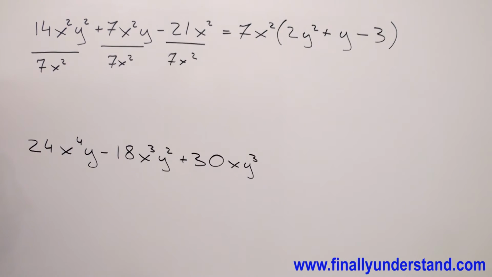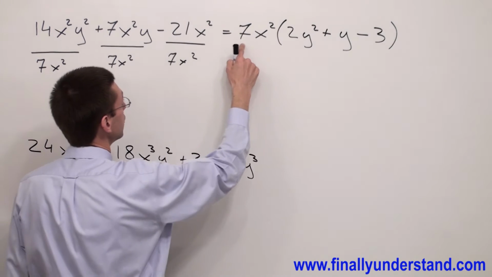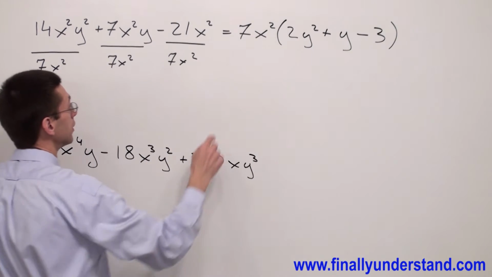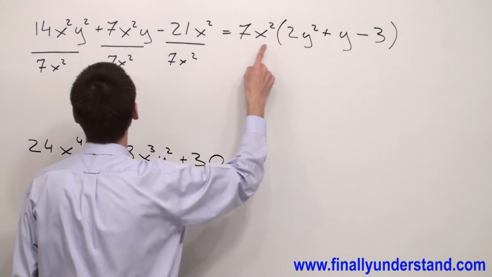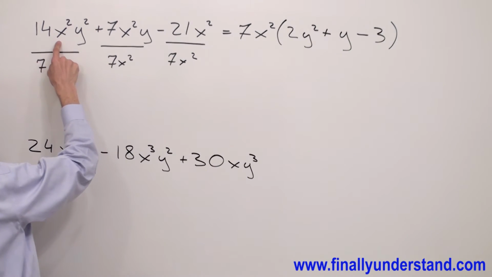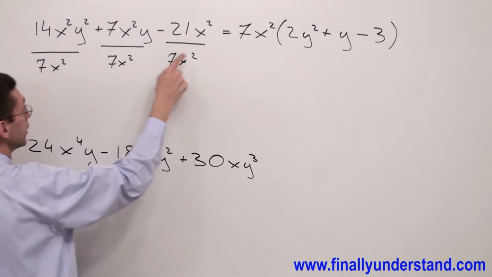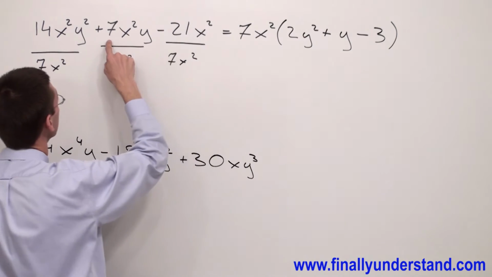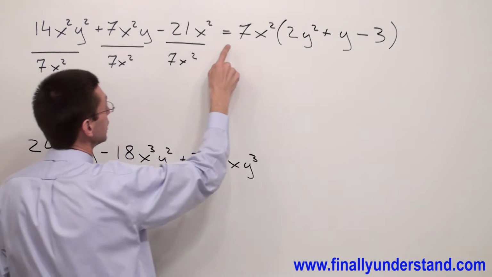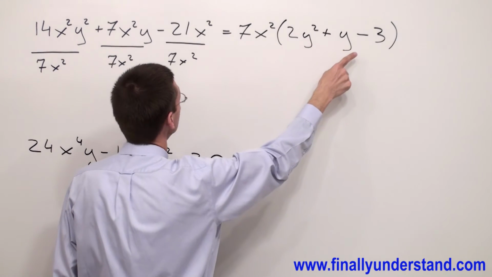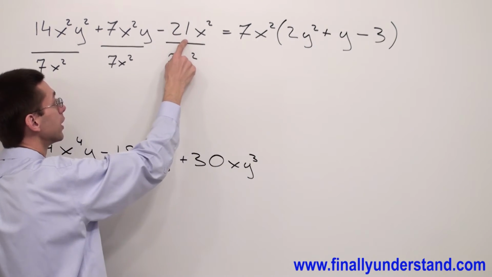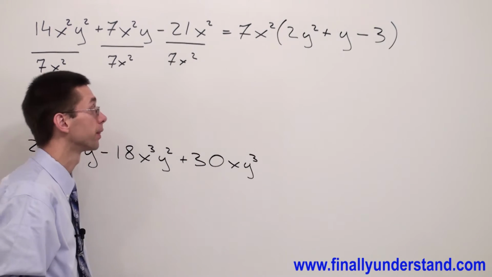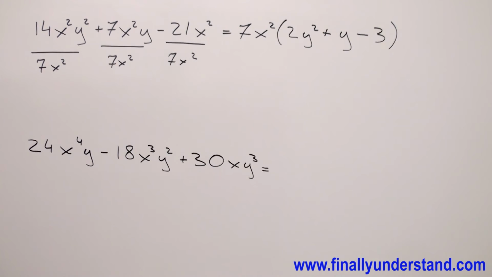Let's verify this answer. Distribute 7x squared into the parentheses. 7x squared times 2y squared is equal to 14x squared y squared. 7x squared times positive y is going to give me 7x squared y. 7x squared times negative 3 gives me negative 21x squared. So this is the solution to this problem. Let's take a look at the second example.